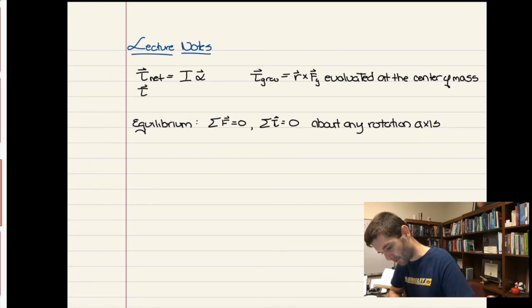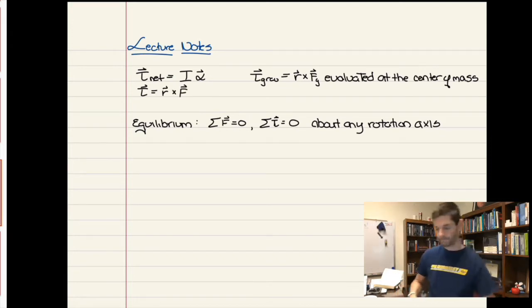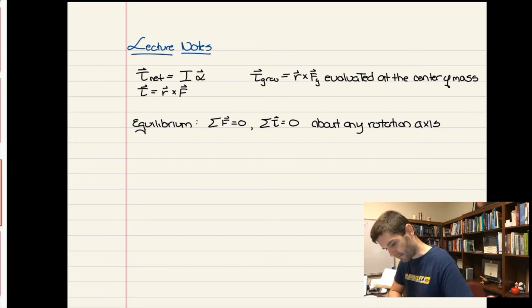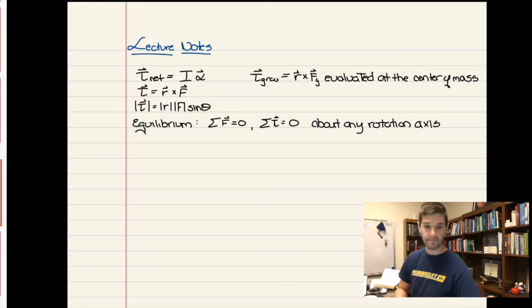Again, remember that torque is defined as the moment arm cross the force being applied, such that the magnitude of the torque vector is the moment arm, the force, times the sine of the angle between them. Unlike the dot product, where it was the cosine of the angle. Perpendicular forces to the moment arm are what get things rotating.